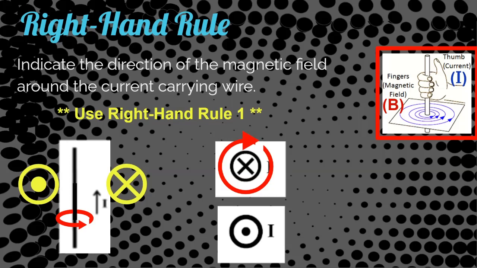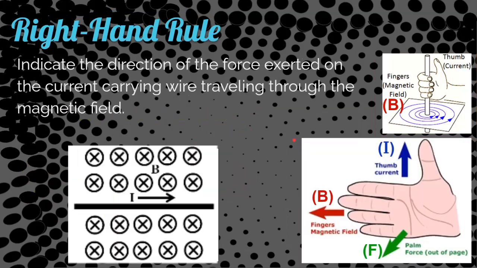Okay, so this would be my field. I could label it with a B. All right, let's try another one. This one shows a field that is the same on both sides of the wire.